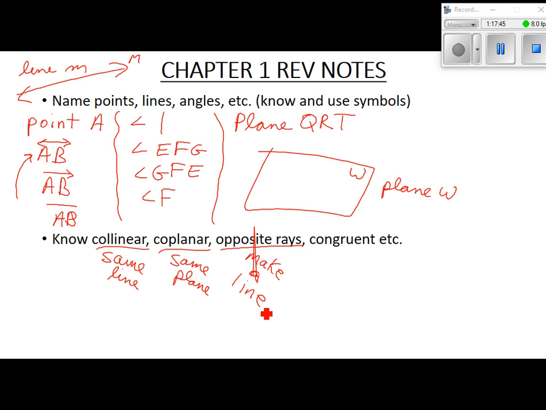Congruent. What's congruent mean? Two words. Same measure. It's a little squiggly line with an equal sign below it. It looks like this. Whether it's angles or segments, same measure is what congruent means.